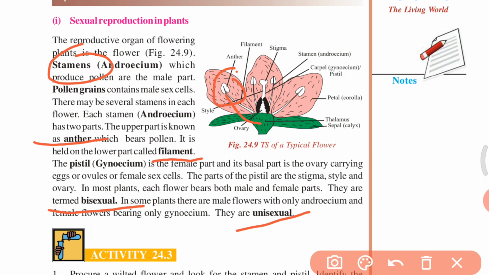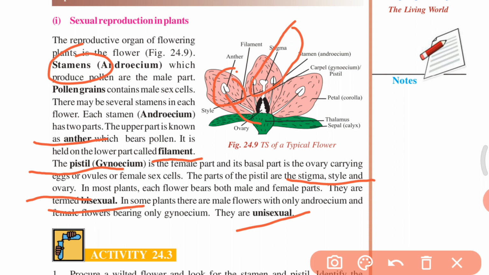Pistil is the female reproductive part of a flower. It contains three parts: stigma, style and ovary. Pistil is the female reproductive part of a plant, which contains three parts: stigma, style and ovary. Stigma is a sticky part. It rises above the petals.